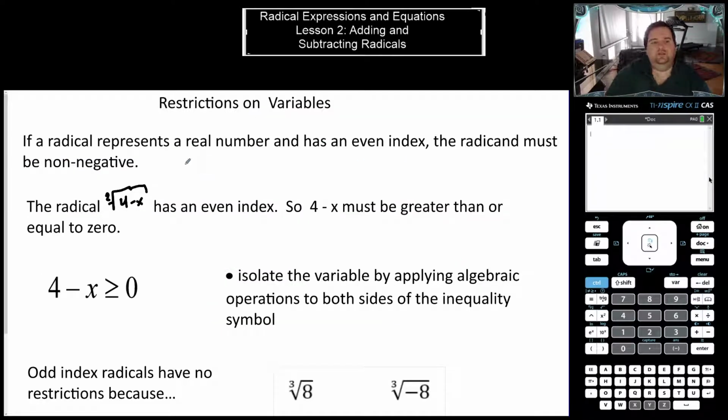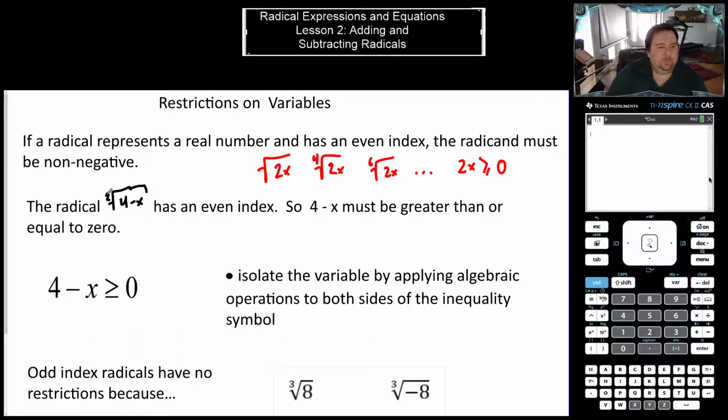All right, let's look at restrictions on a variable. If a radical represents a real number and has an even index, so even index being a square root, when the index is 4, 6, etc., the radicand, so this inside part, cannot be negative. So let's say that the radicand was 2x. What this means is if the index was even, the radicand, 2x, cannot be negative, which means it has to be greater than or equal to 0.